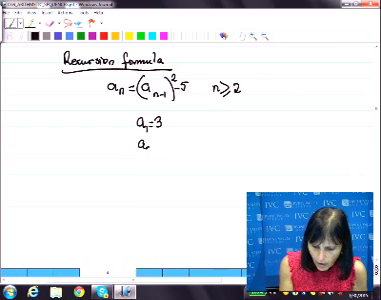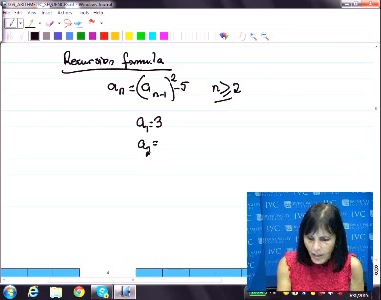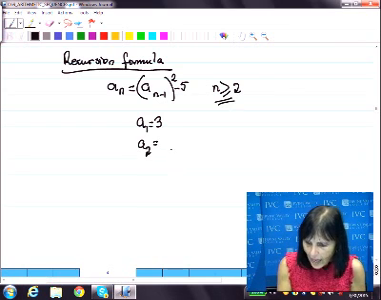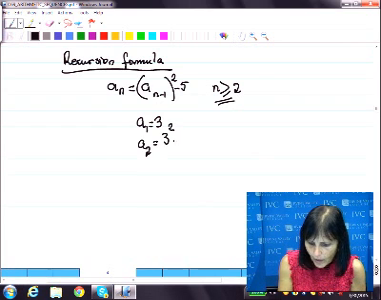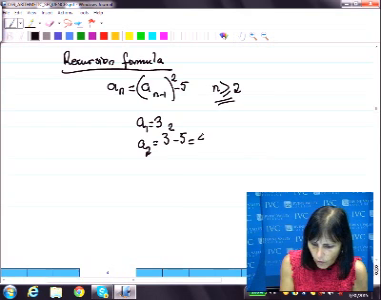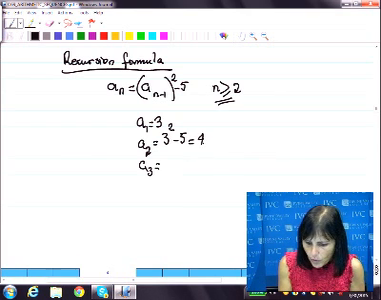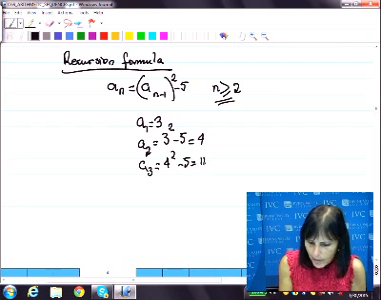Okay, so starting at 2, what is that going to be? It's going to be the previous one, which happens to be 3. Square it, subtract 5. I got 4. Okay, well, let's go do this one. That means I'm going to square 4, subtract 5. That will give me 11.